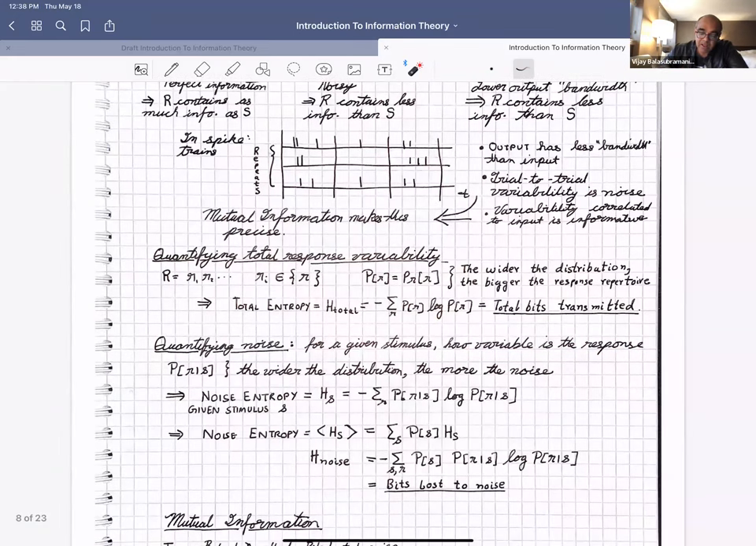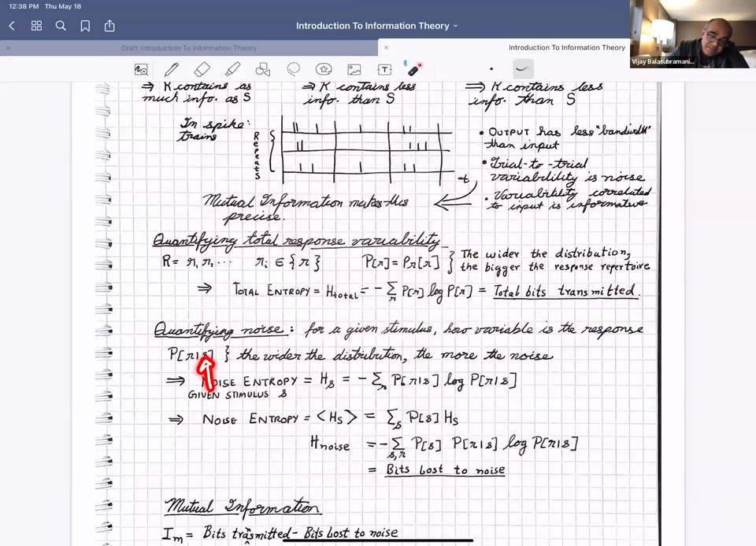So we can do that by saying, okay, suppose I have an input S, I can look at the conditional distribution of the output R given the input S. If it was all completely deterministic, this distribution would be completely focused, a delta function. But if there's noise, this distribution will be wider. So the wider this conditional distribution of output given input, the more the noise, and the more entropy associated, the more information you're losing to noise. So you quantify this by computing the noise entropy given the input to the channel S. You compute the conditional entropy that we discussed earlier, where you take probability of R given S, log probability of R given S, and then for a fixed S, you compute this entropy.